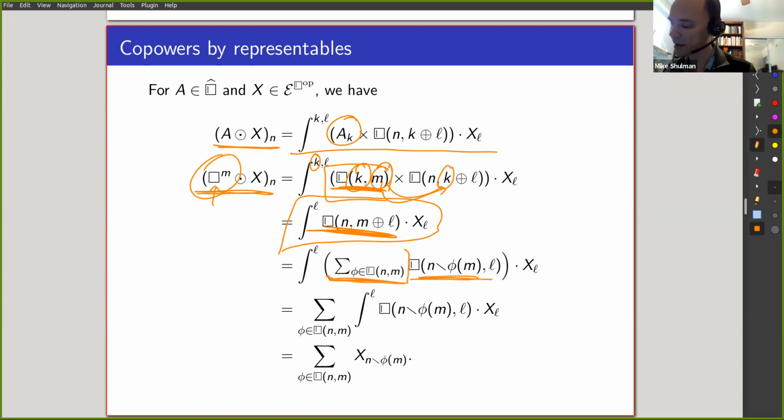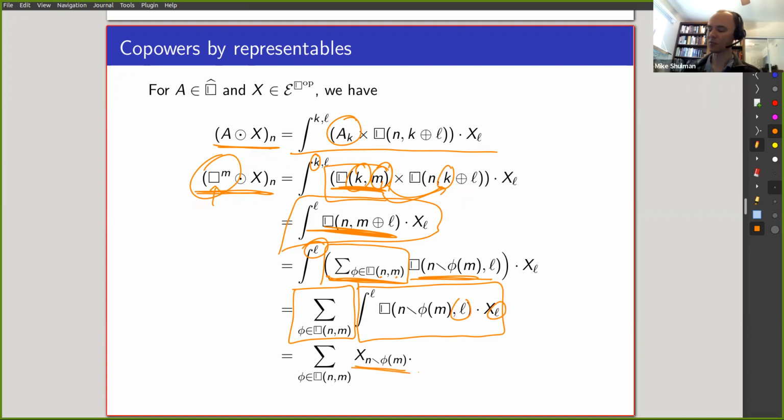Now this piece here, this phi that maps from n to m, doesn't depend on L. So I can put that out in front of the coend. And now over here, I can again use the density formula, the Yoneda lemma. This L over here is all by itself, and then I have XL. And so I collapse those, and now I just have X of n minus P of m. So in other words, the n cubes in a copower by a representable don't actually involve any quotienting.